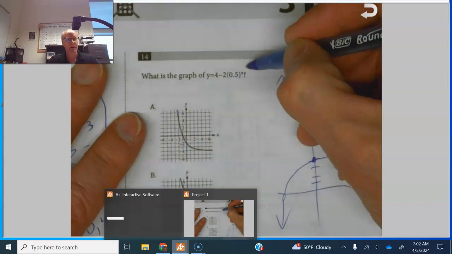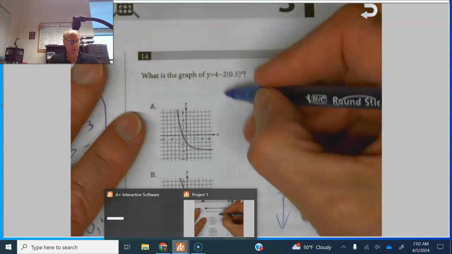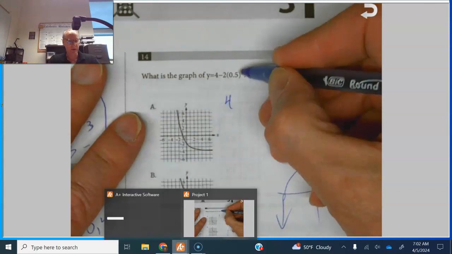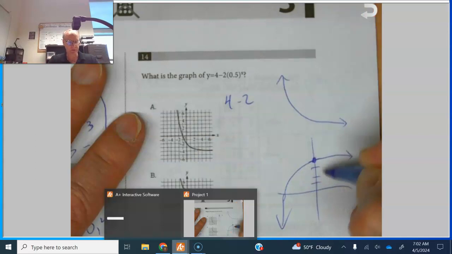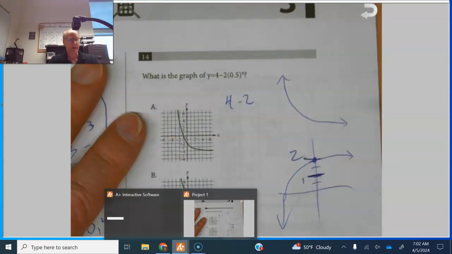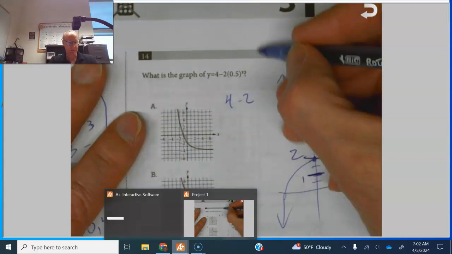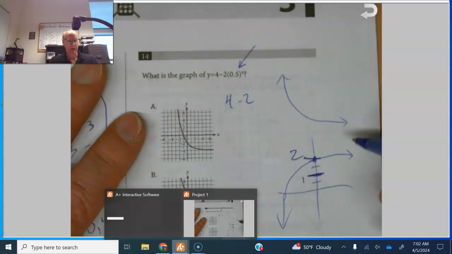If x is 0, it's not going to make this 0. It's actually going to make this 1 times negative 2. So if x is 0, anything to the 0 power is 1, and I get 4 minus 2, which goes through 2, actually. This is the 1, this is the 2. Little hard to see, but I should have been more careful there.